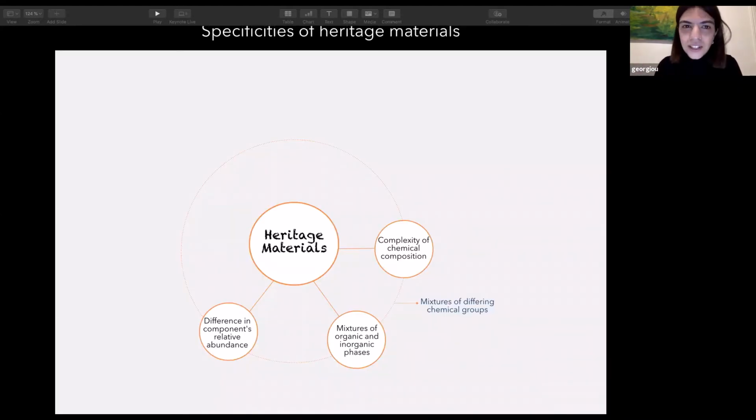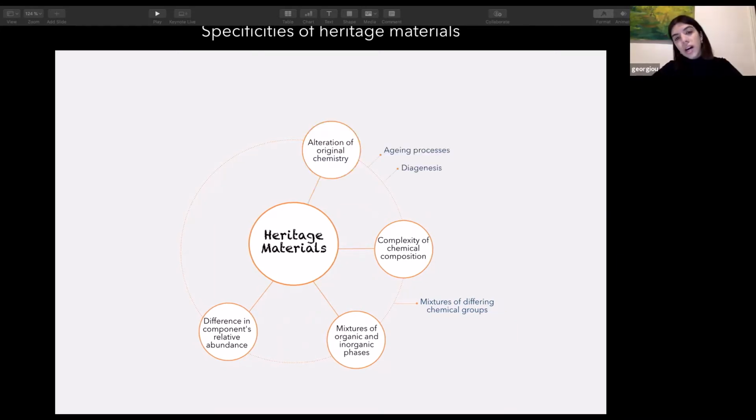Okay. So I'm going to start this talk, before we go on with XRS, by introducing the specificities of heritage materials. In general, they are complex in chemistry, and we may have mixtures of organic and inorganic phases, and these components may be different in relative abundance. For example, organics in some cases may be present as minor components. We also have alteration of their original chemistry. They may undergo aging processes or diagenesis processes depending on the context.